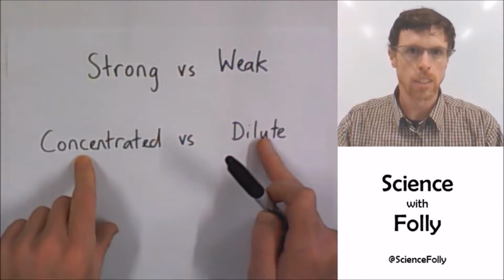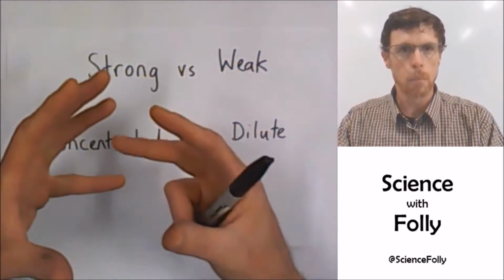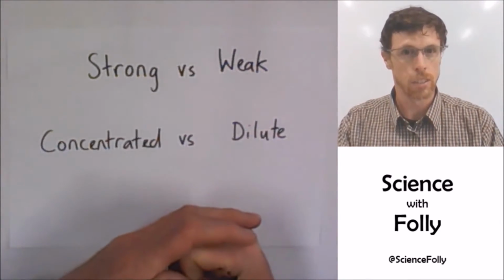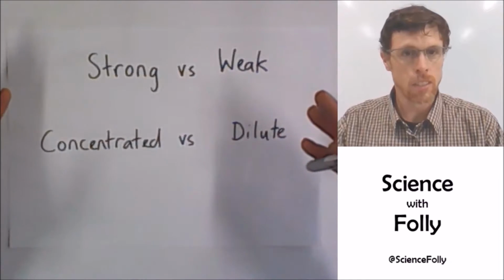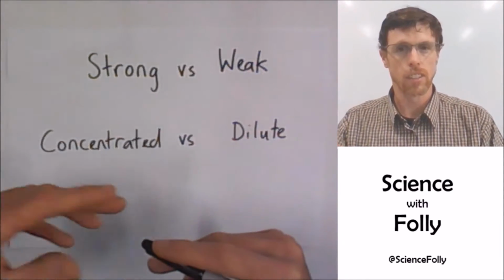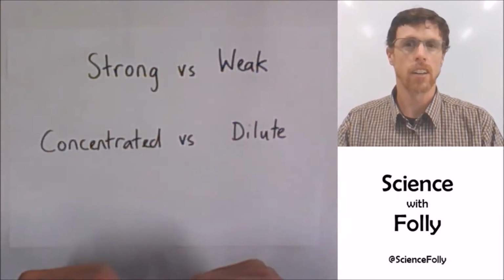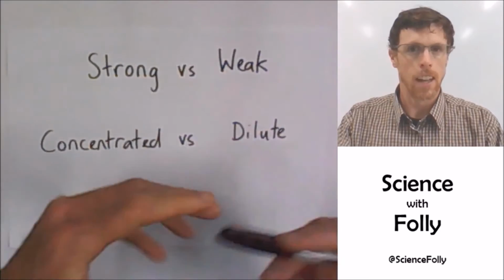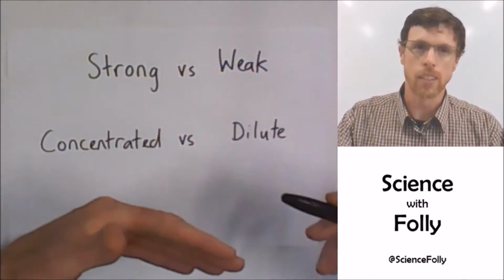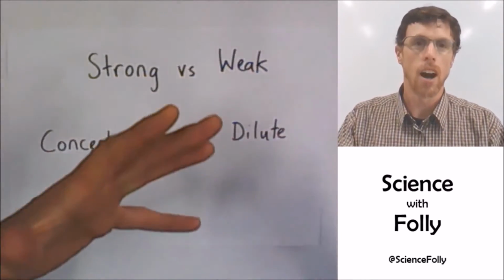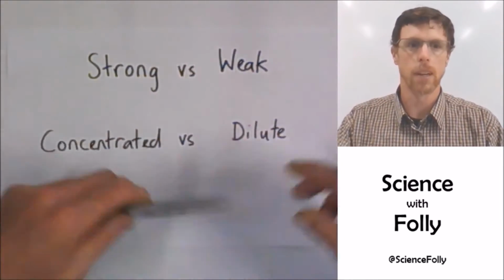Concentrated and dilute relate to how many hydrogen ions or hydroxide ions are in the solution. So we could have a concentrated solution of a strong acid, such as hydrochloric acid, or we could have a concentrated solution of a weak acid, such as citric acid. And similarly with dilute, we could have a dilute solution of hydrochloric acid or a dilute solution of a weak acid. Same goes with bases.